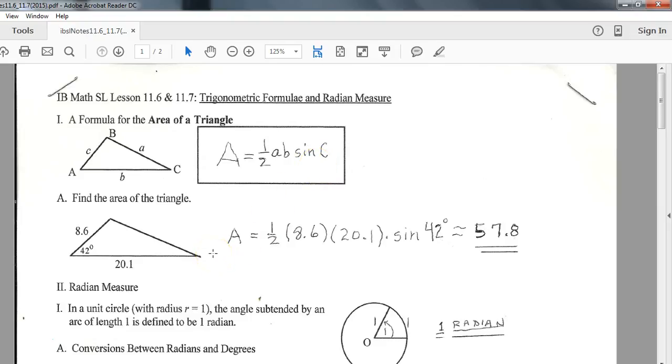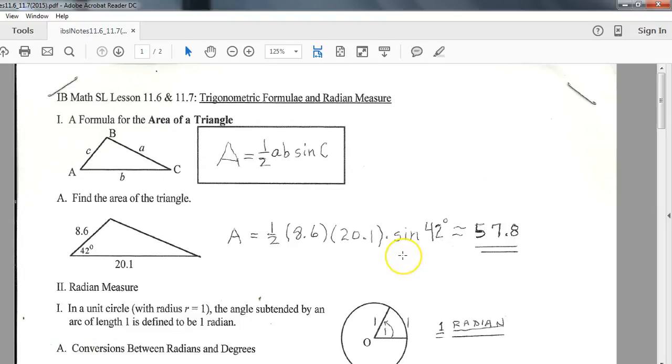So if you go to this one, if you want to give one a try here, you can see 42 is the included angle. 8.6 and 20.1 are the two sides that form that angle. So if you just plug those into the formula, you get your area to 3 sig figs. Notice that this is in degrees.